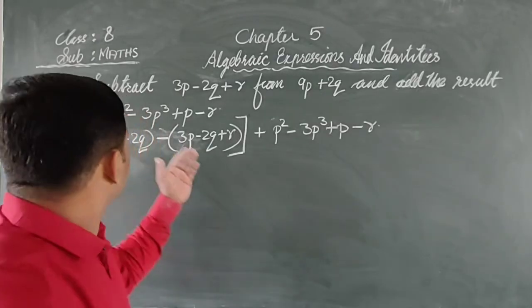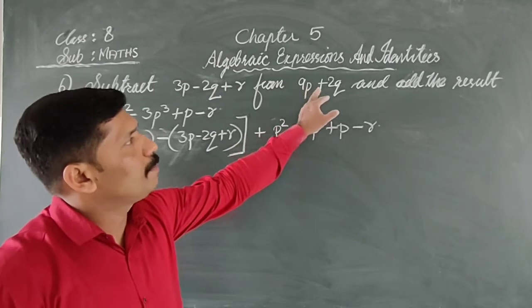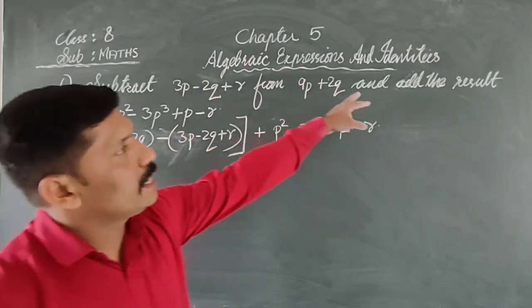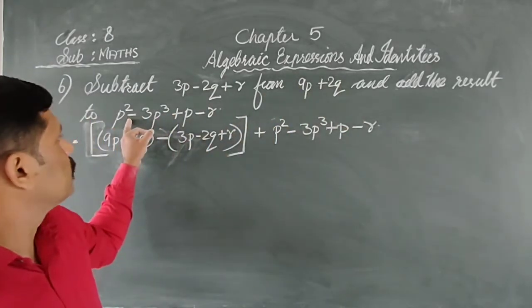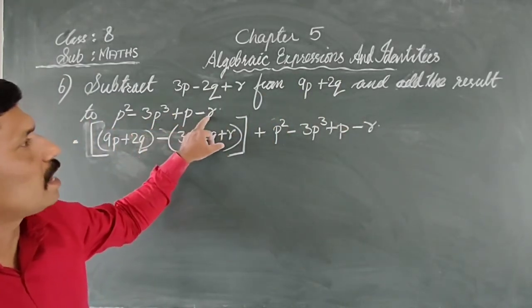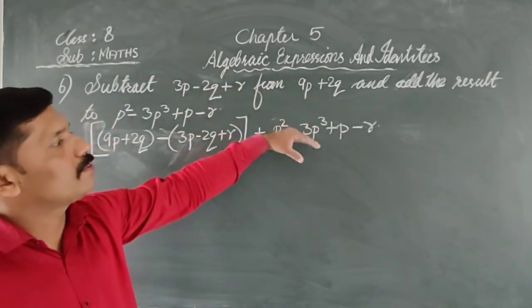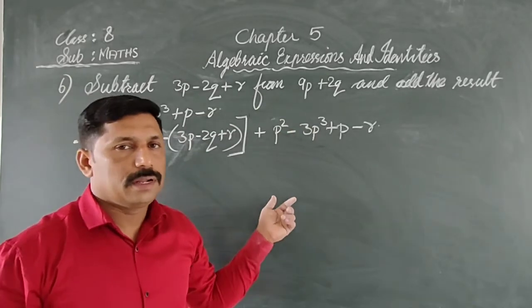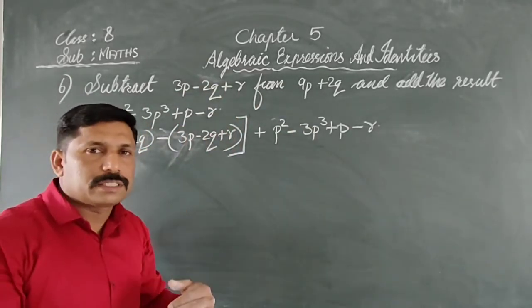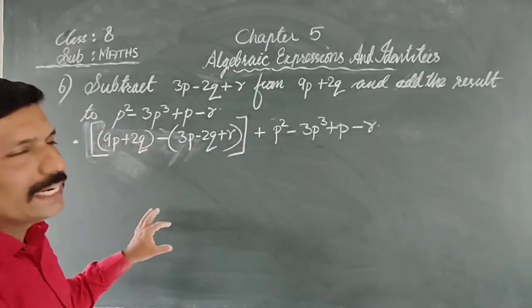Question number 6. Subtract 3p minus 2q plus r from 9p plus 2q. From this number we have to subtract and then add the result with p square minus 3pq plus p minus r. Means from this number we subtract this number and that result we add with the third number. We can do it separately. First subtract these two numbers, then we find out the result, and that result we can add with the third number. But I am going to solve it together.